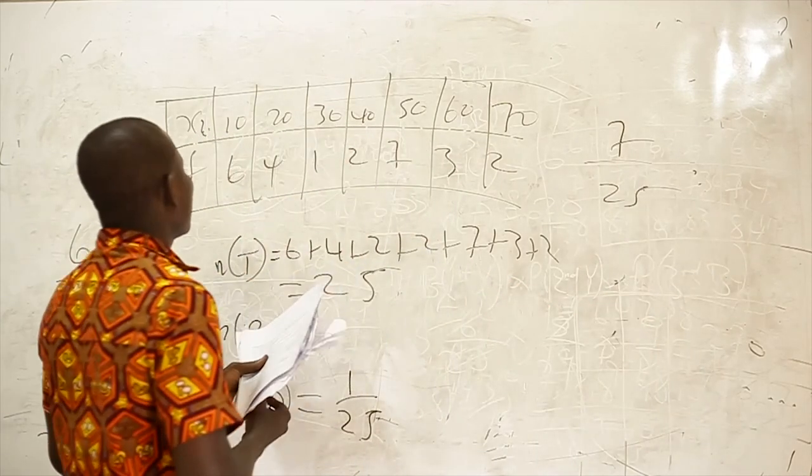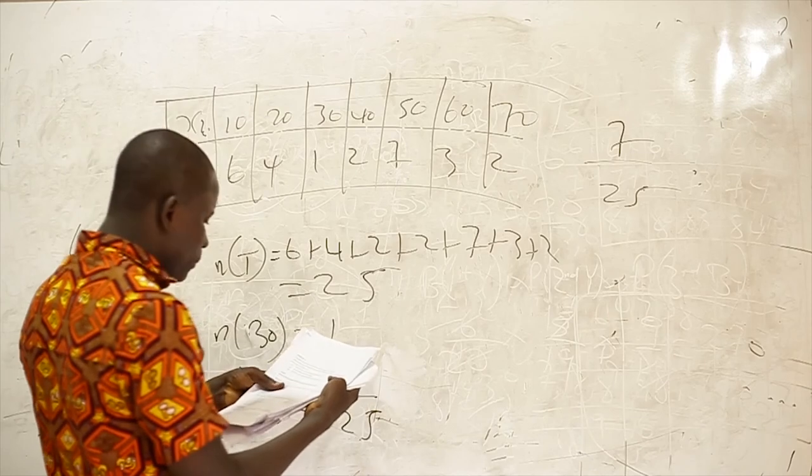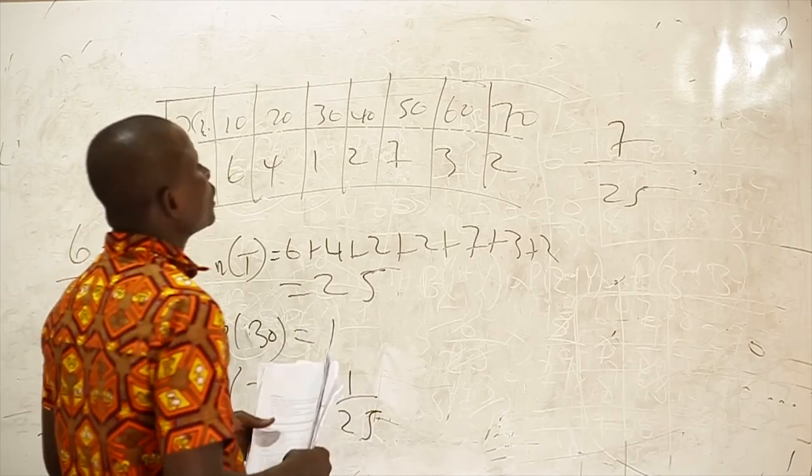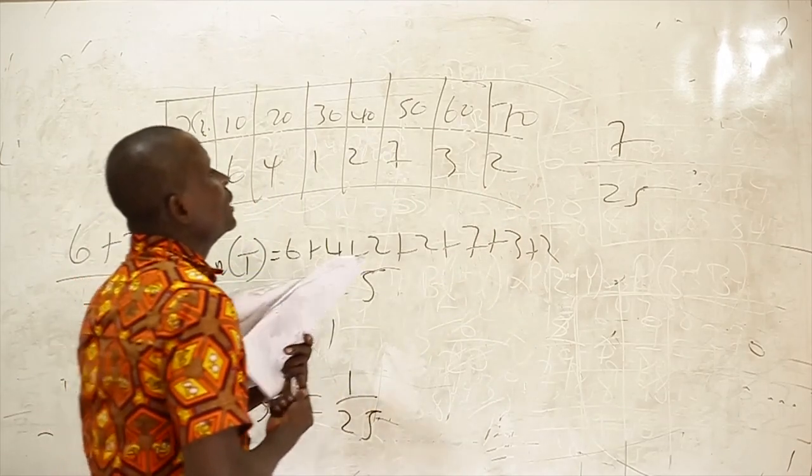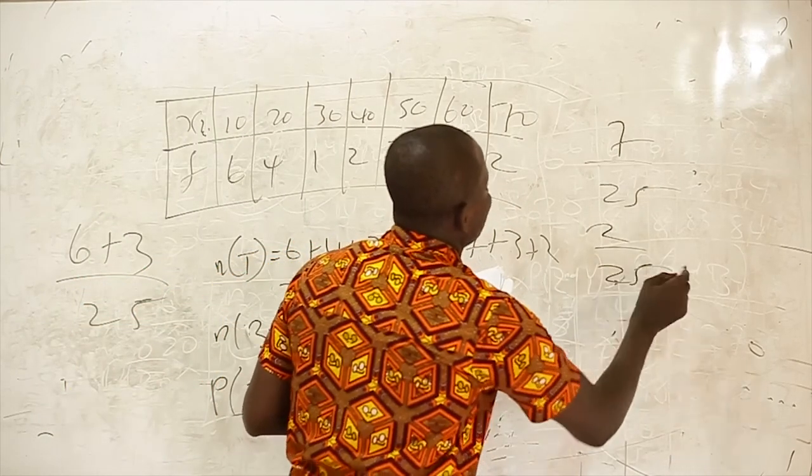People who got modal mark. People who got the highest mark. Probability of people who got the highest mark. Highest mark is 70. So the people who got the highest mark 70 is 2 over 25. Why from the 25?